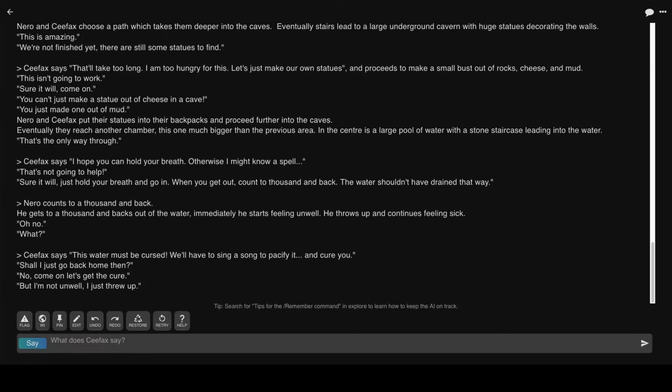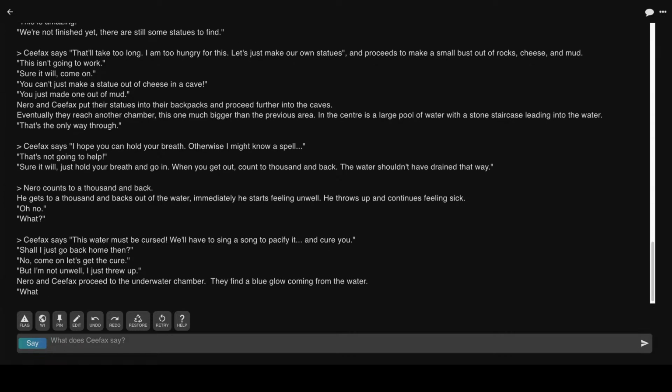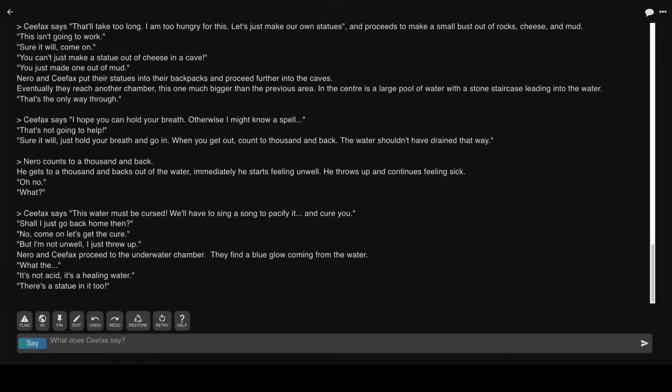Okay, so Nero and Cefax proceed to the underwater chamber. What can be behind? Should we leave it like that and see how it handles it first? Yeah, let's see what it can come up with. Knowing this AI, it'll probably put us in another room full of dwarves. Oh, it's thinking about it.